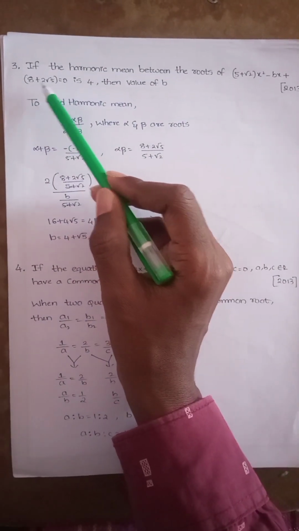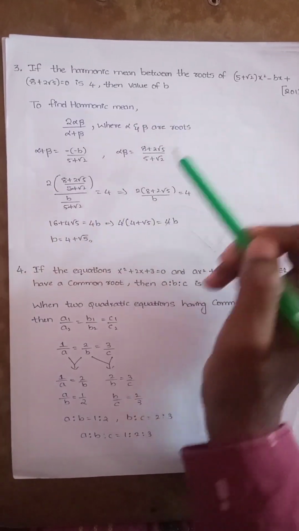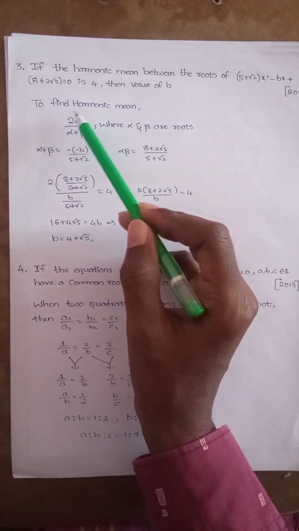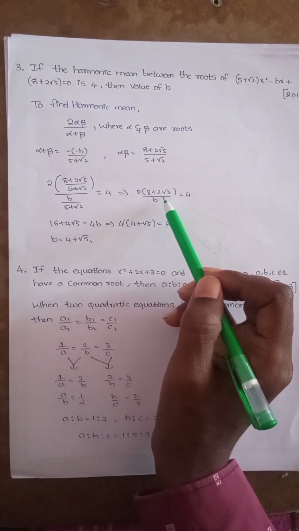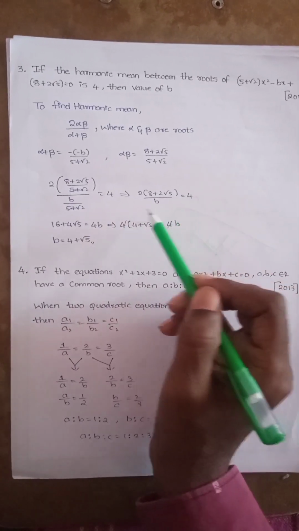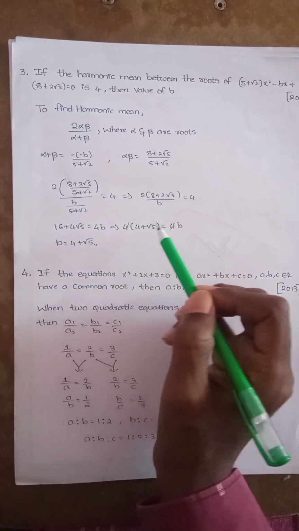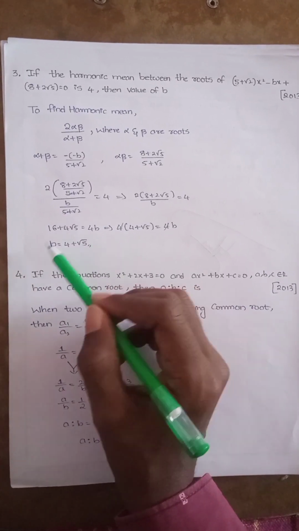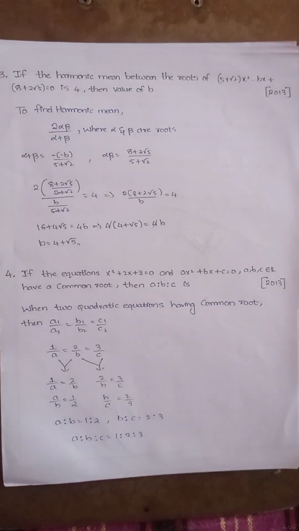Here c is 8 plus 2 root 5, by a is 5 plus root 2, right? Now substituting alpha plus beta and alpha into beta in this formula, we get 2 into 8 plus 2 root 5 by b is equal to 4. Now on solving this, we get 16 plus 4 root 5 is equal to 4b, that is b equals 4 plus root 5. So this is the value of b that we need to find out.